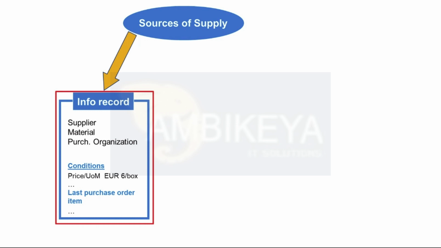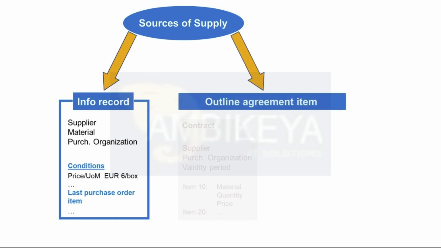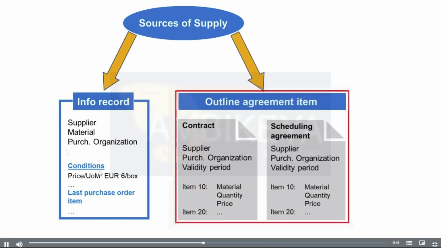The info record data is maintained at purchasing organization level, or purchasing organization and plant level. The conditions and other data stored in the info record are used as default values in purchasing documents, such as purchase orders. Outline agreement item.